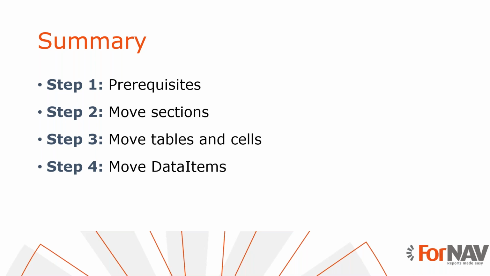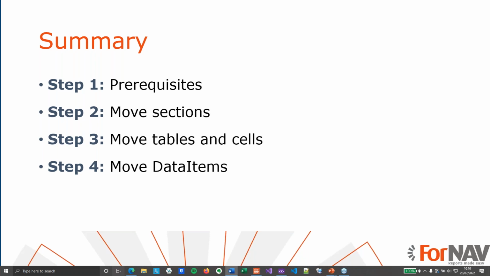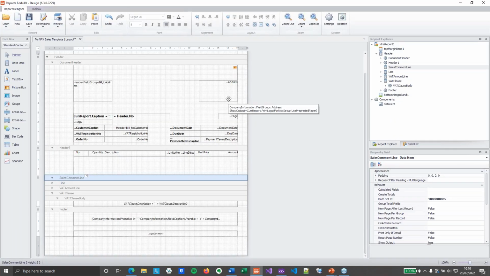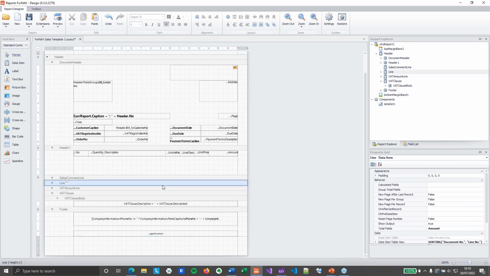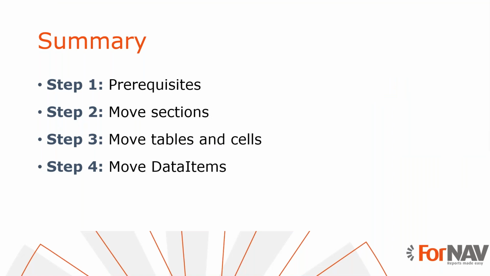And please be aware that if you are editing a report custom layout, like I am just now, you cannot move any of the built-in data items. So if I just move back to the ForNAV designer for a second, we have these built-in data items, the header and the line, and I can't move these around inside the report because they are hard-coded inside the report source object. If you want to move them, you need to open the report's source AL file, and you can move your data items then.